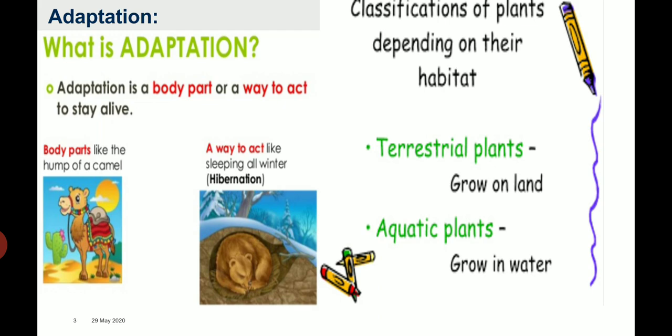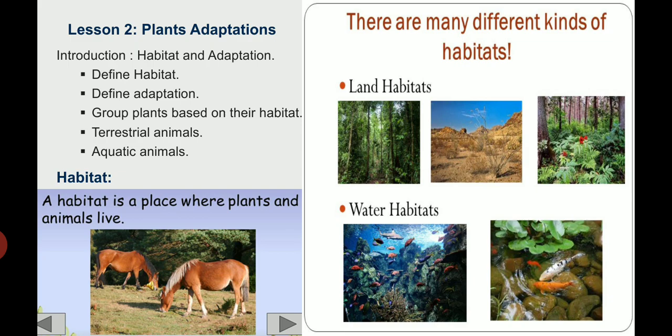Now, classification of plants depending on their habitat. Depending on their habitat, there are two types: terrestrial plants and aquatic plants. Already we learned about terrestrial plants, land habitats. The plants which grow only on land are called terrestrial plants. Land plants are called terrestrial plants.